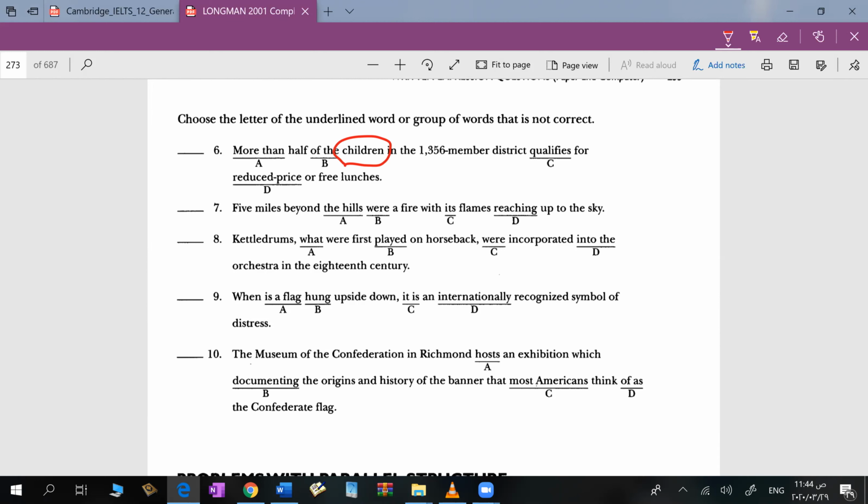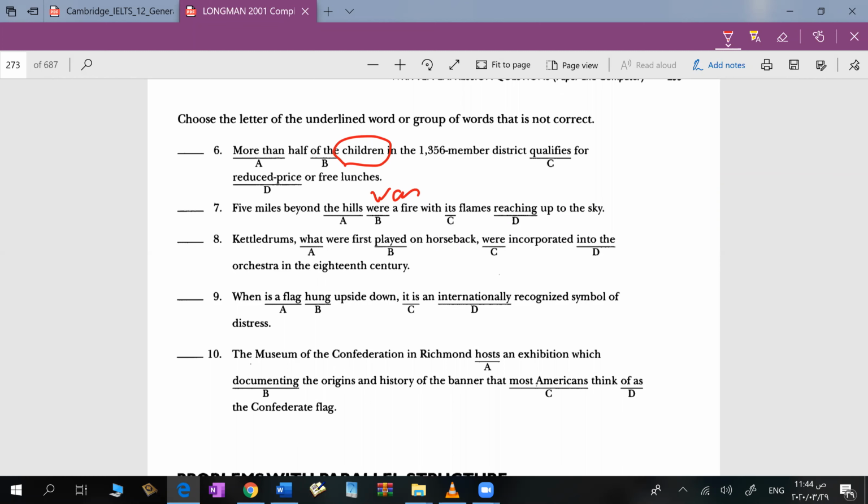Okay, number 5: "Miles beyond the hills was a fire." "The hills were a fire." B, "Hills was a fire": it should be "is"? "Was" is in the past. Was, yes, but it was.